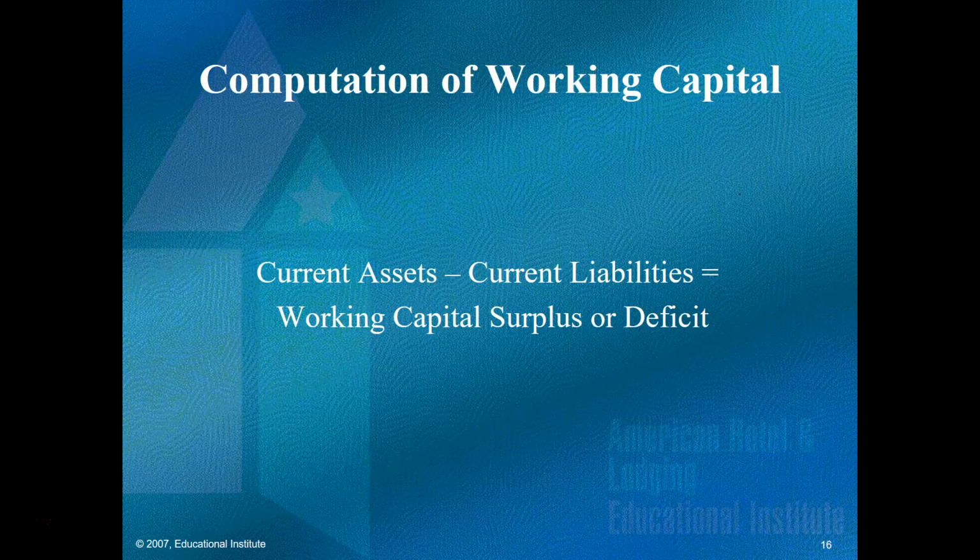Okay, so in this one, you're going to get a dollar amount. Let's say, for instance, you've got $200,000 in current assets and $150,000 in current liabilities. We would have a working capital surplus of $50,000. So this is going to be in dollars, and definitely a positive is much better than a negative.